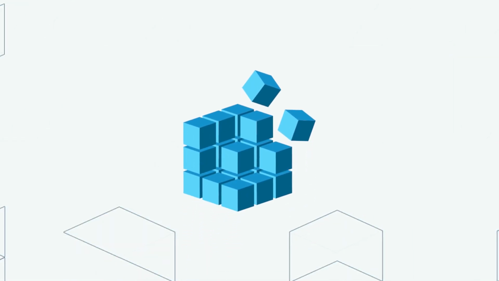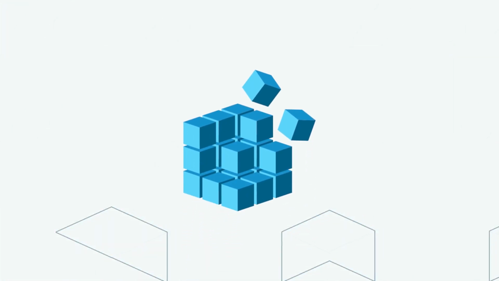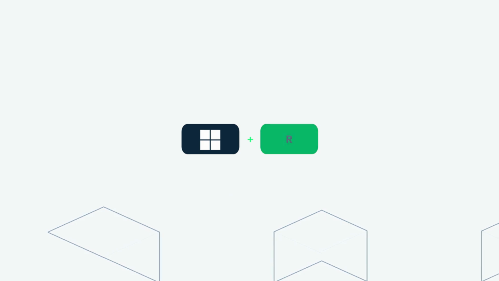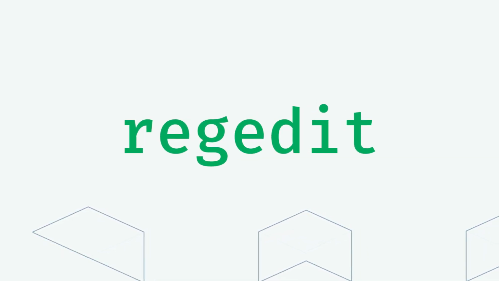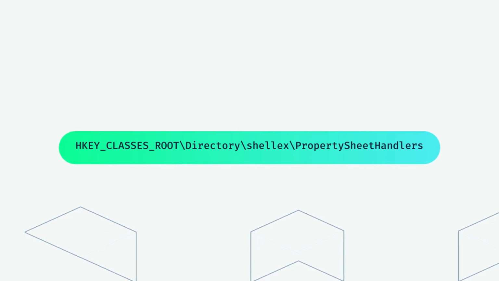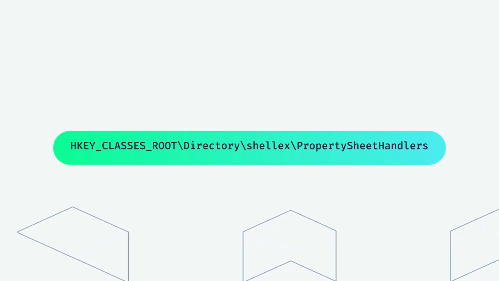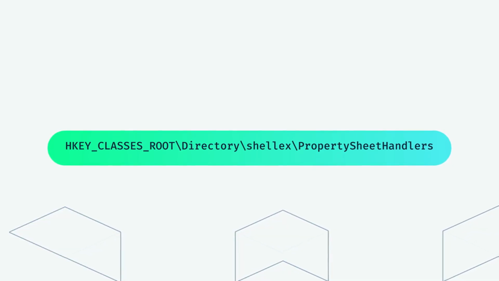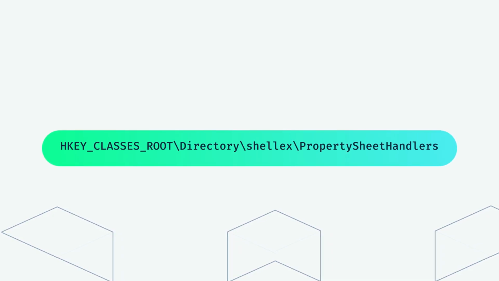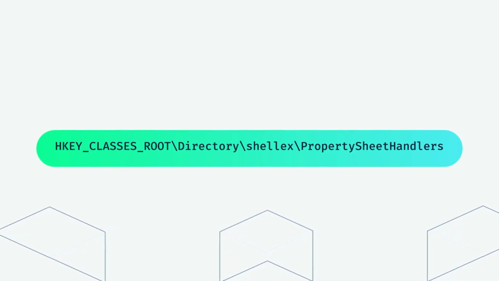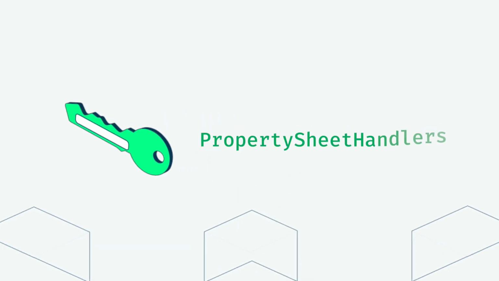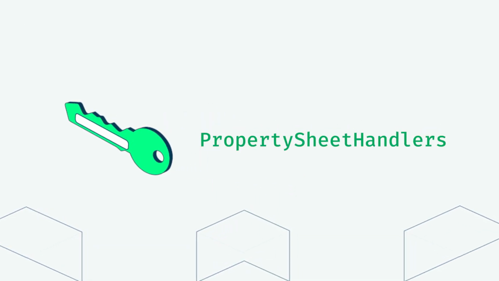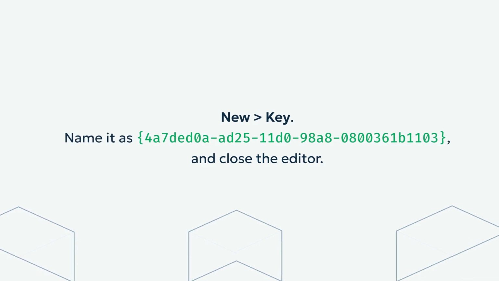The first method is to create a new key in the Registry Editor. To open it, press Windows+R, type regedit, and hit Enter. Then, navigate to HKEY_CLASSES_ROOT\Directory\shellex\PropertySheetHandlers. Create a new key by right-clicking Property Sheet Handlers and then selecting New Key.